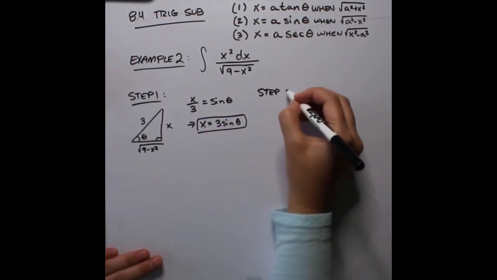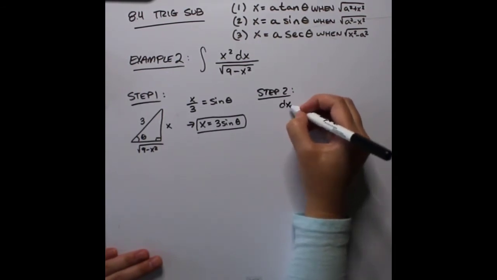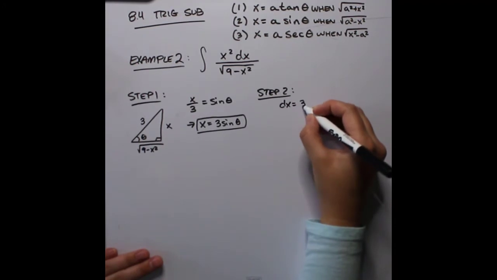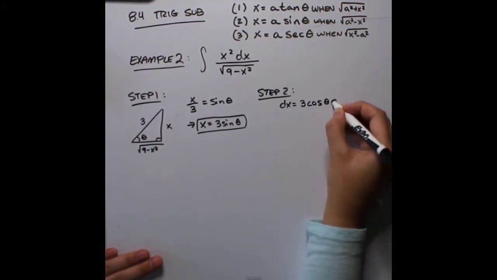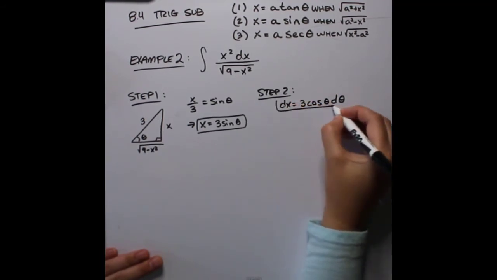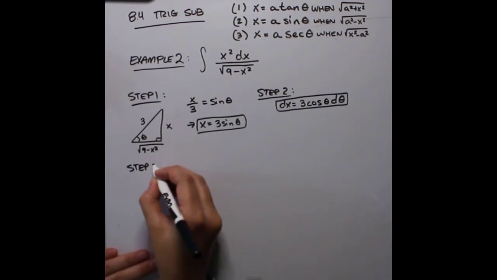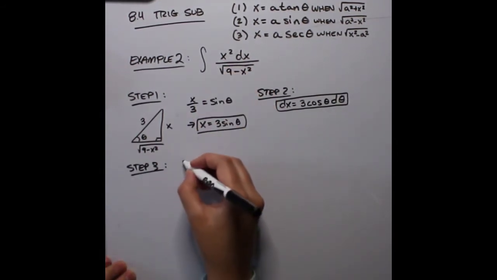Okay, so that's step 1. Step 2 is going to be to find dx from your x over here. So dx is just this derivative with respect to theta. It's 3 times the derivative of sine, which is cosine, so 3 cosine theta d theta. All right, and then we are going to substitute these in step 3. So step 3, substitute these into your integral here.